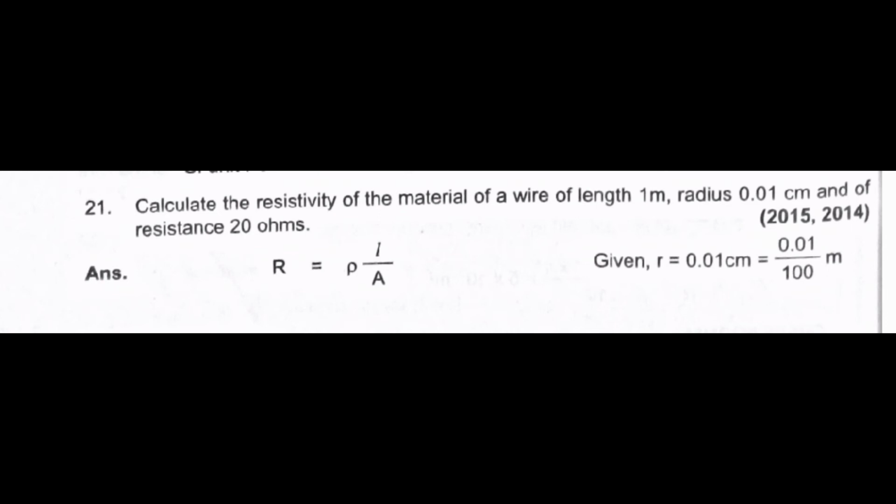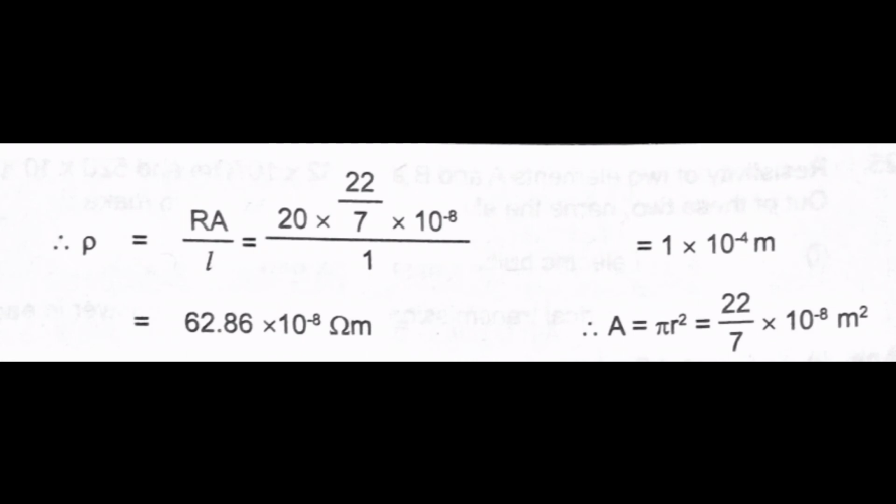Now how we can find rho? We can cross multiply, right? So rho will be equal to RA by L, and we don't have the value of area. So how we can calculate area? That is equal to pi r square, right? Here we have area A is equal to pi r square, that will be equal to 22 by 7 into 10 raised to minus 8 meter square.